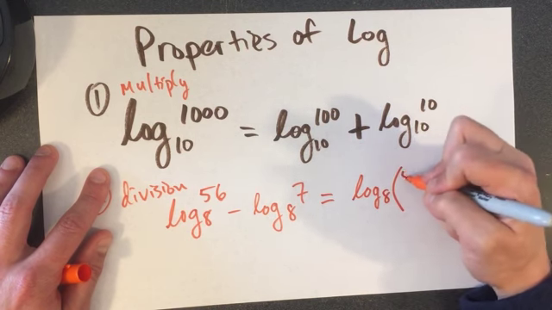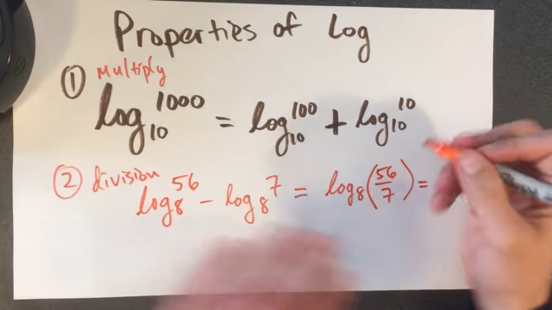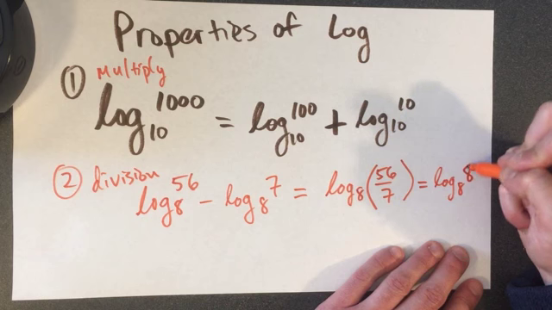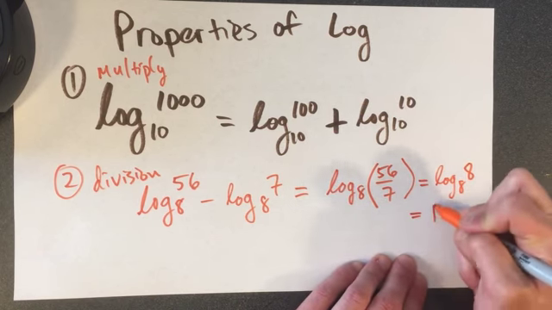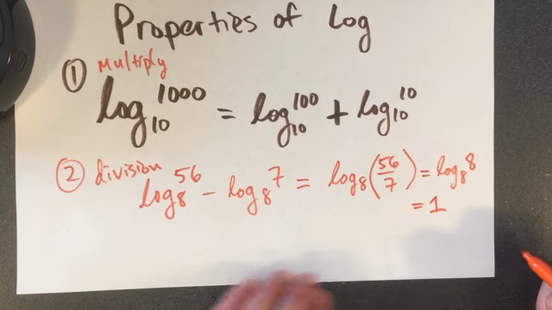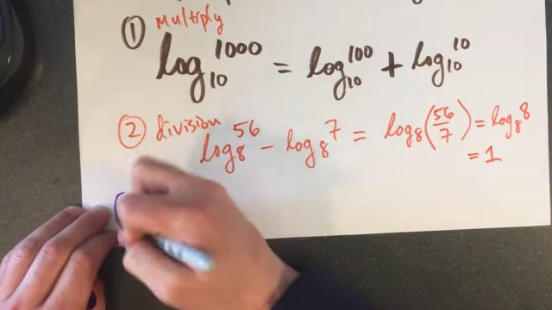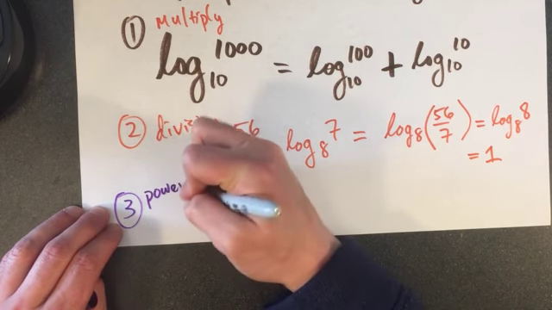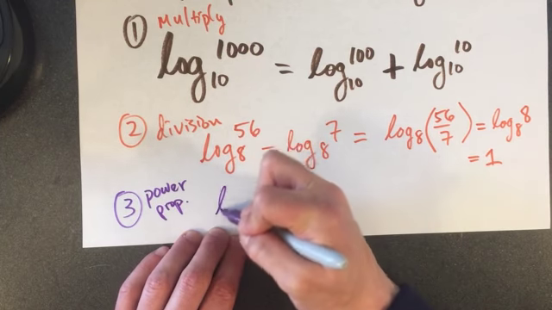I'll give examples of this, of course. 56 over 7, and that becomes log base 8 of 8. And you know what power of 8 is 8? Well, that's just 1. There we go. And finally, the one I already showed you before is the power property, and it is the most powerful one, I think. Get it? No, anyway, dumb.